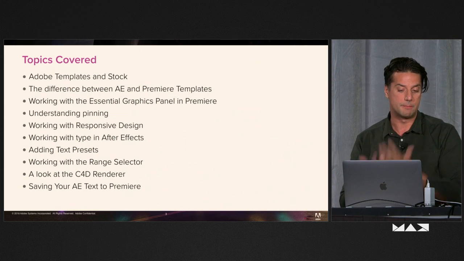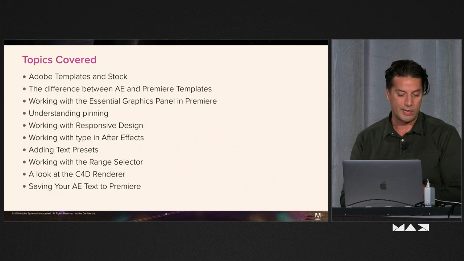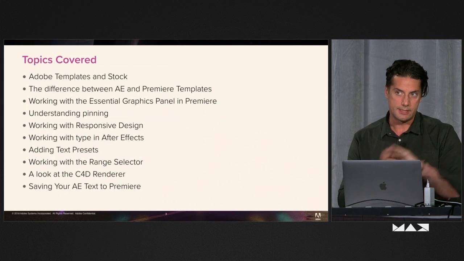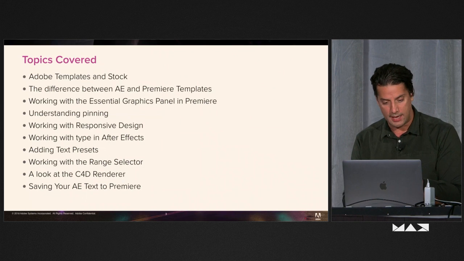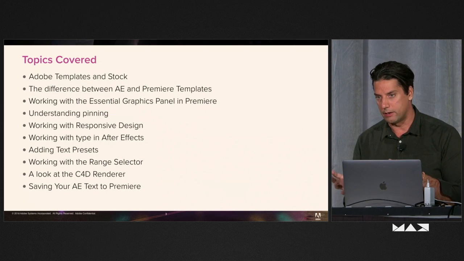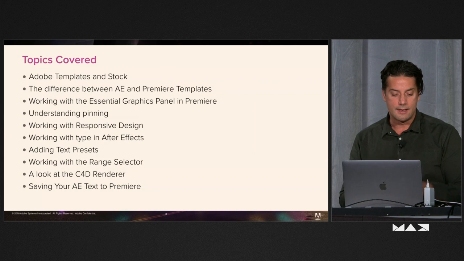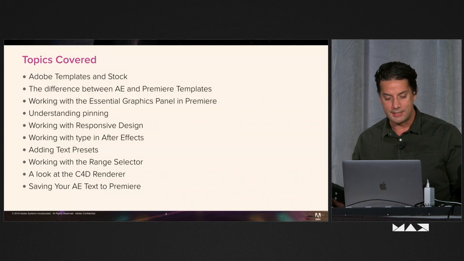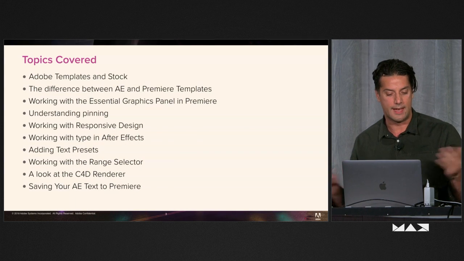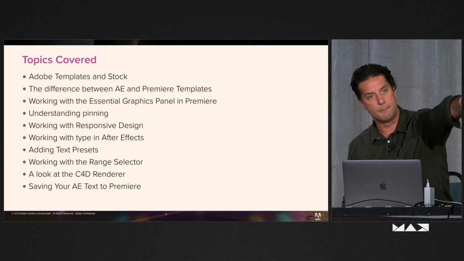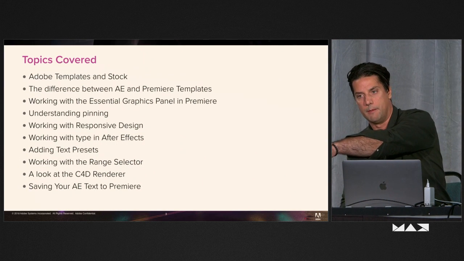We're going to talk about responsive design, working with type in After Effects, adding text presets. There's something in After Effects called the range selector, which allows you to do character by character animation. So we'll take a brief look at that. The Cinema 4D renderer is a nice way of saying, hey, I can get some extruded type inside of After Effects. We're going to look at that as well. And of course, saving an After Effects template and making it available for someone in Premiere.